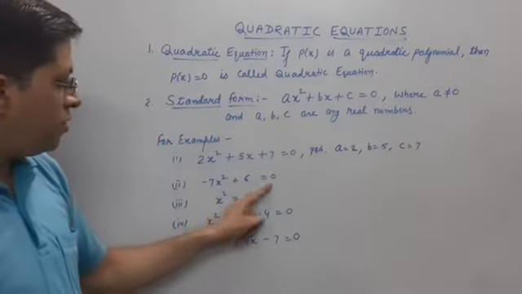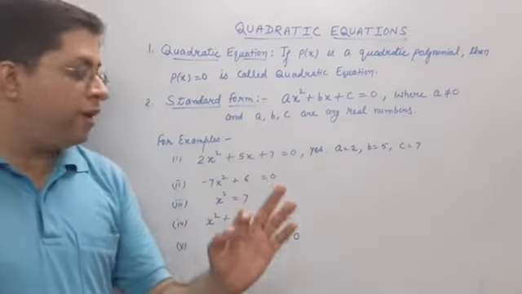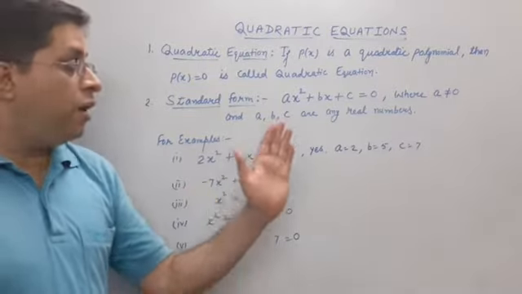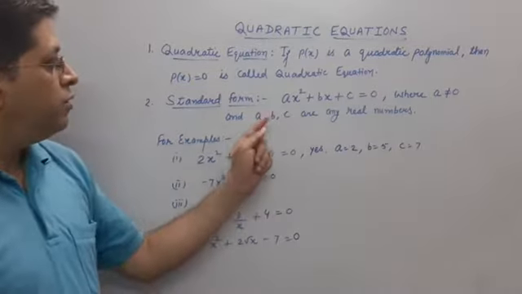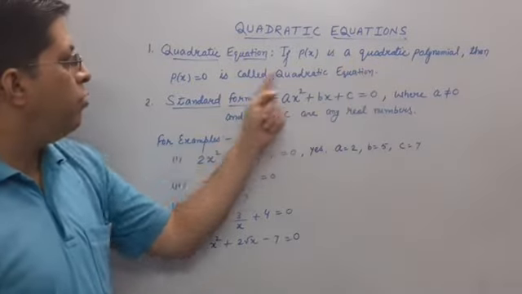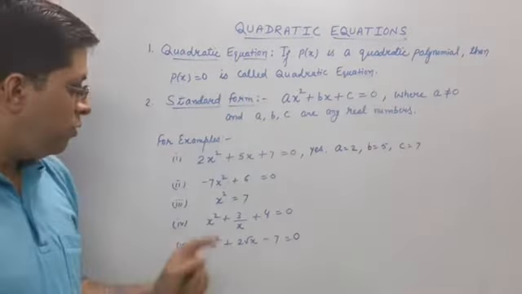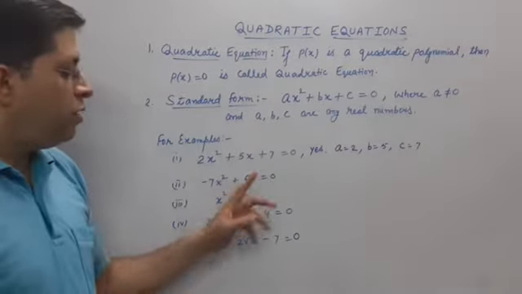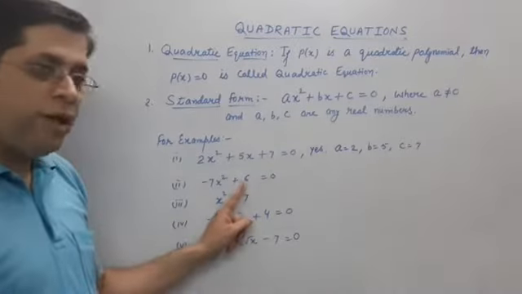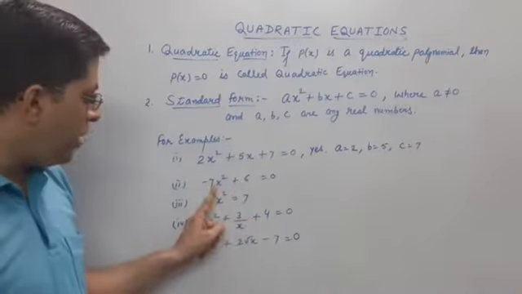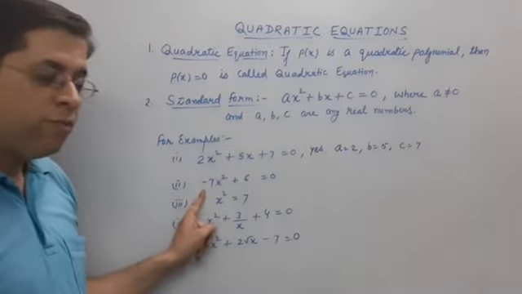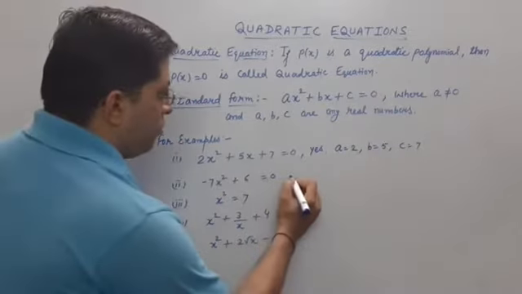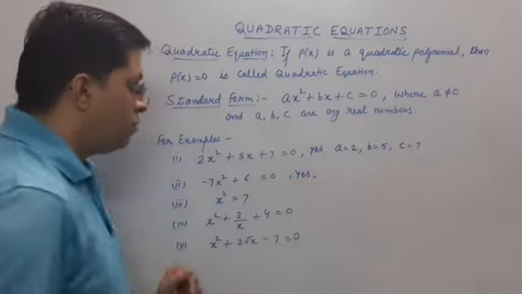Minus 7x square plus 6 is equal to 0. First of all, you check whether this is a quadratic equation or not. What is in our definition? Our definition is any quadratic polynomial equal to 0. This is a quadratic polynomial, isn't it? Yes. This is equal to 0. Here a is not equal to 0. A means what? Coefficient of x square. See, the coefficient of x square is not equal to 0. Okay. Now come on. First of all, yes, this is a quadratic equation. We can say yes.